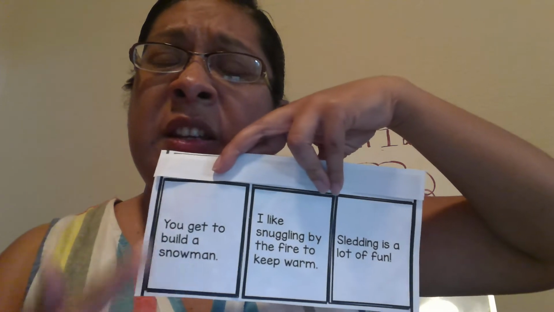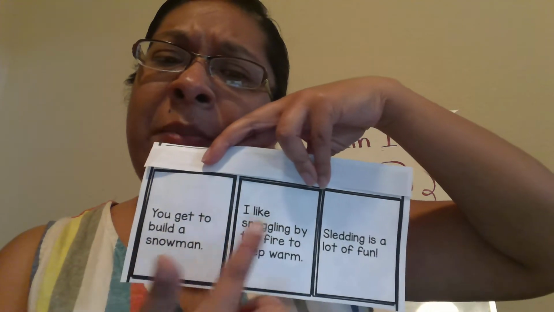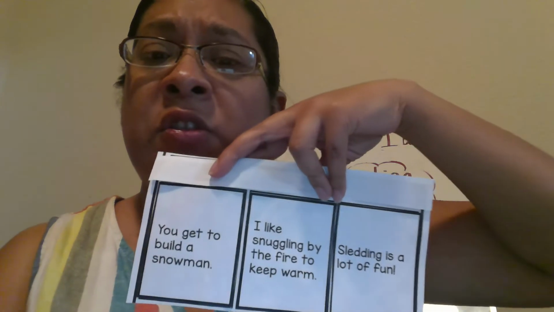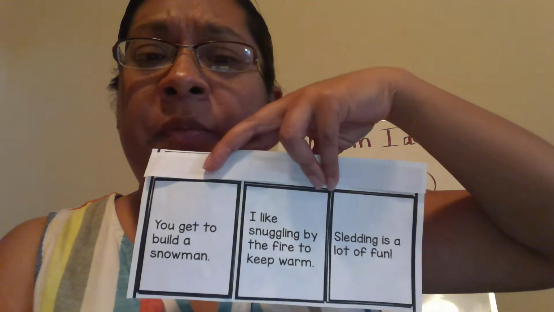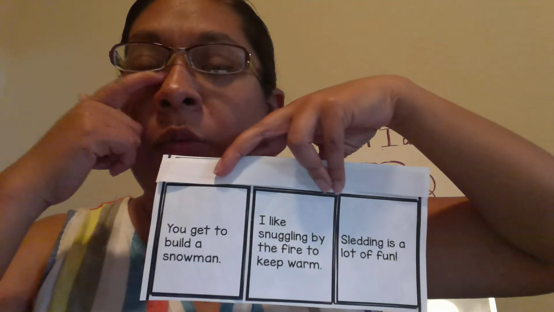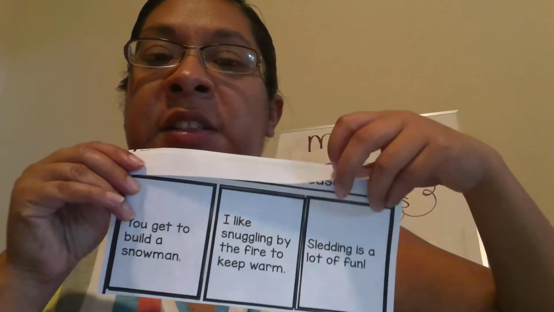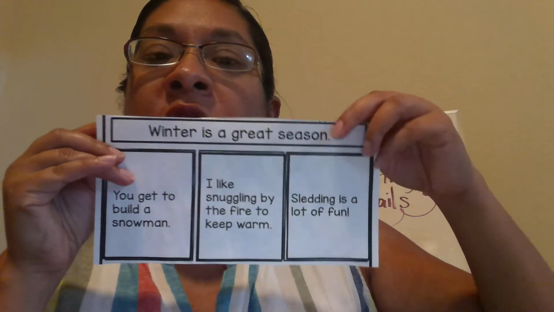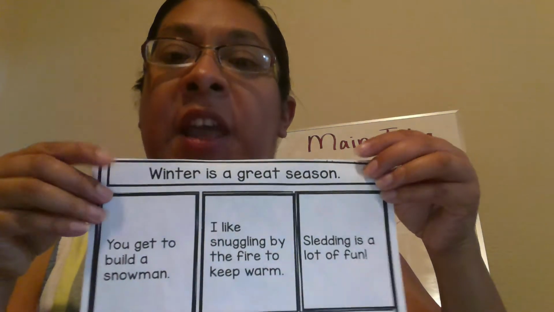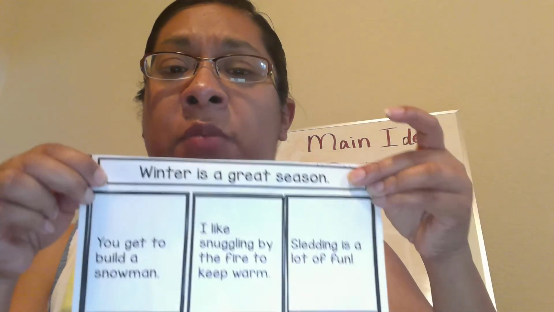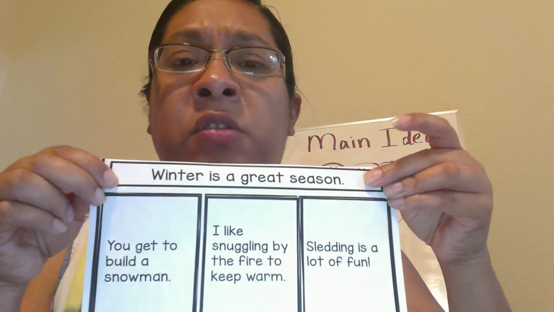But is the author telling us bad things about the winter or fun things to do during the winter? That's right. It's fun things we do during the winter, right? So let's see what the main idea sentence is. Winter is a great season. That is the main idea. That's the important message the author wants you to understand.